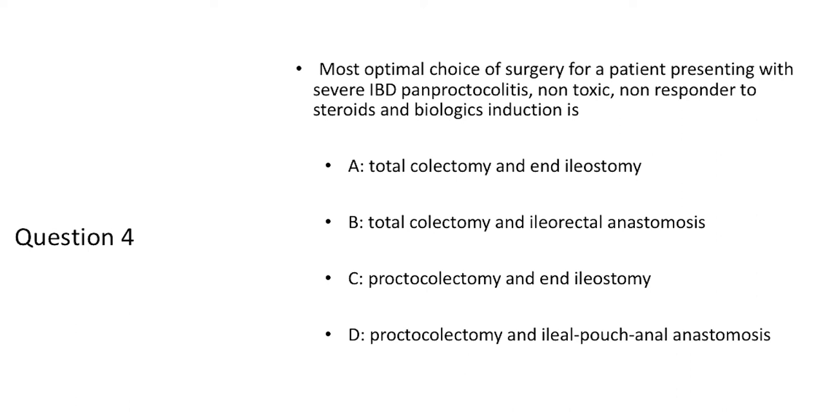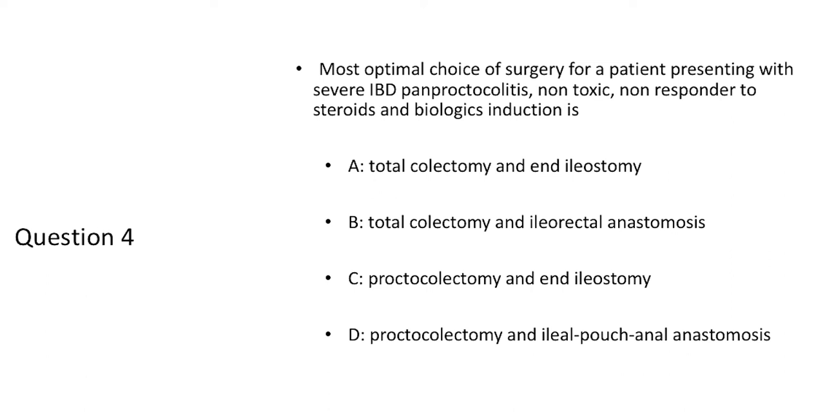Question number 4. The most optimal choice for surgery in a patient presenting with severe IBD, panproctocolitis, who's not toxic and who's a non-responder to steroids and biological induction is: A, total colectomy and ileostomy; B, total colectomy and anastomosis; C, proctocolectomy and ileostomy; D, proctocolectomy and pouch anastomosis. The minute is up.